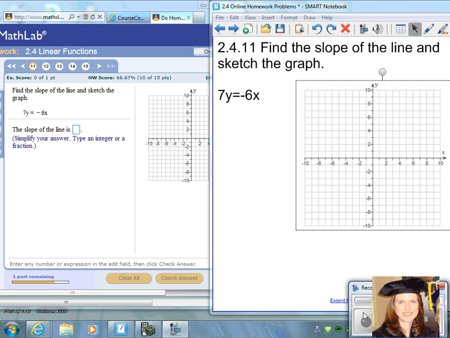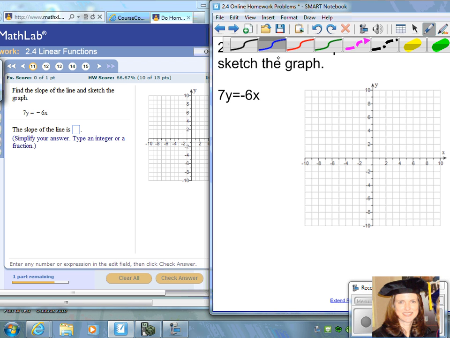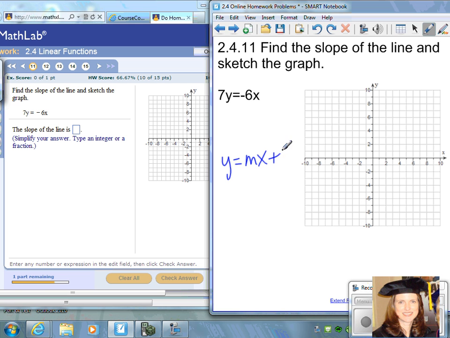Question number 11 in section 2.4 asks us to find the slope of a line and sketch the graph. To find the slope of the line, we want to be able to write it in the form of y equals mx plus b. So we need to get y by itself.